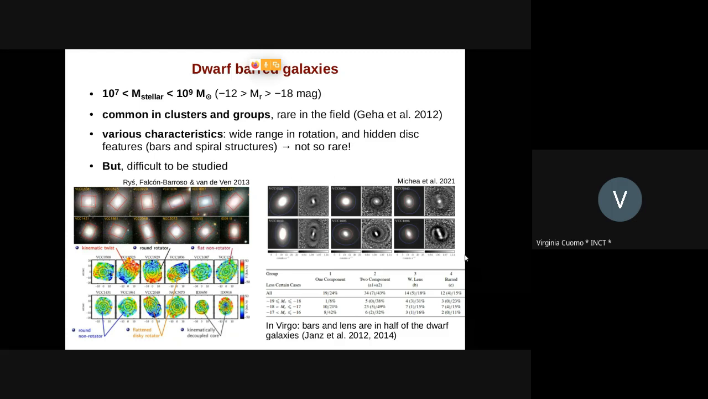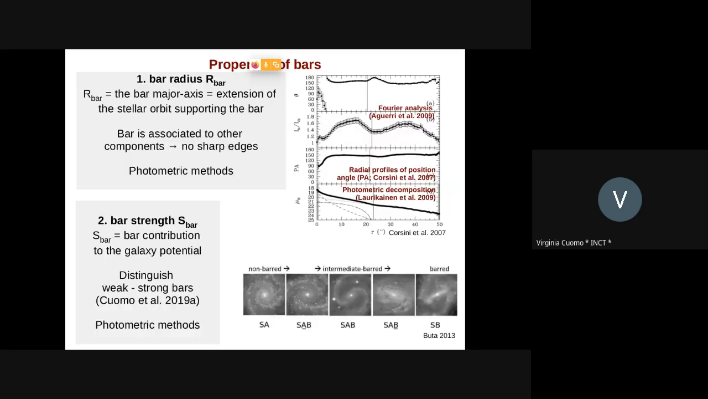And here you can see from Michel et al. 2021 that it is possible to identify bars and or spirals by performing an unsharp mask of the images of dwarf galaxies. In Virgo, for example, bars and lenses are present in almost half of the dwarf galaxy sample. But these structures are very difficult to study because these galaxies are small and faint.